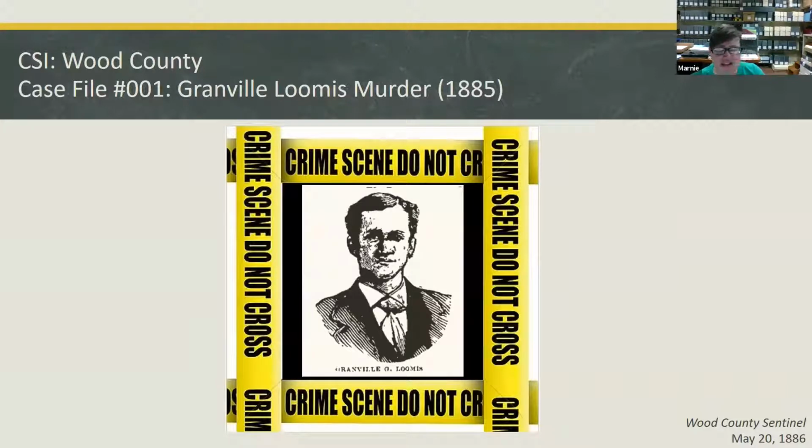way a lot of the techniques that they use to solve the crime are very similar to things we hear on crime shows like CSI and Law and Order even today. So it's kind of an early example of CSI techniques.